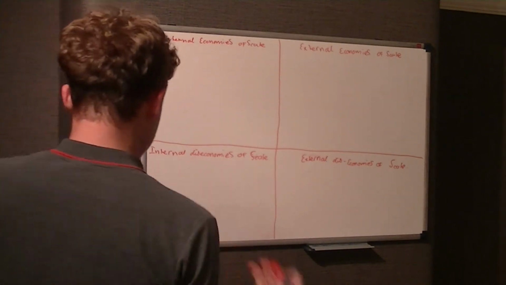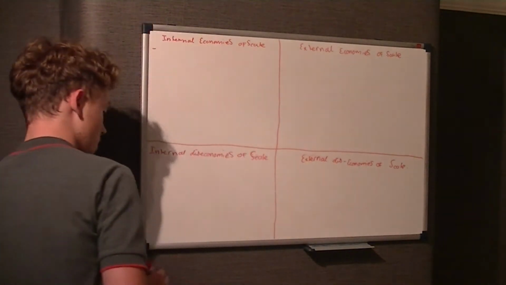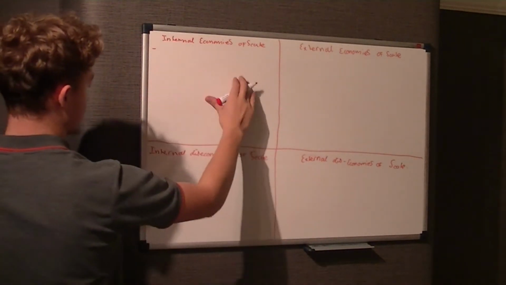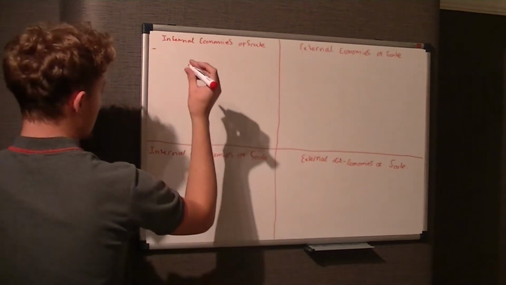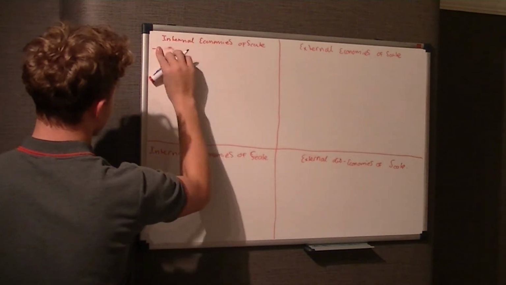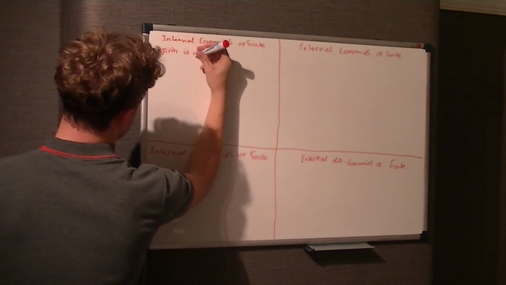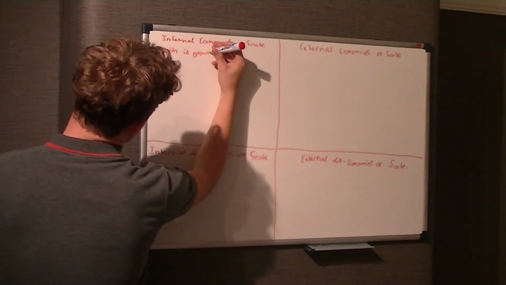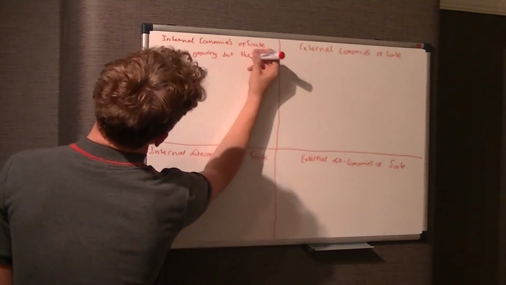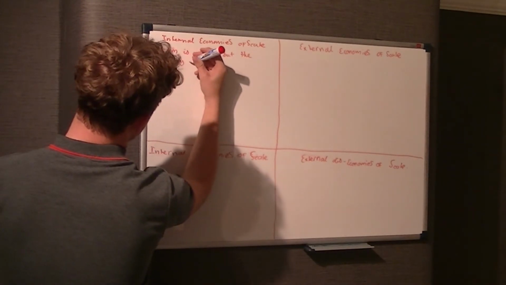Write down what we know so far in each of these boxes as a little bullet point. I'm just going to focus on internal economies of scale for the moment. Internal is when the firm is growing, but the market is staying relatively stable, but the industry isn't. So the firm is growing, but the industry is not.